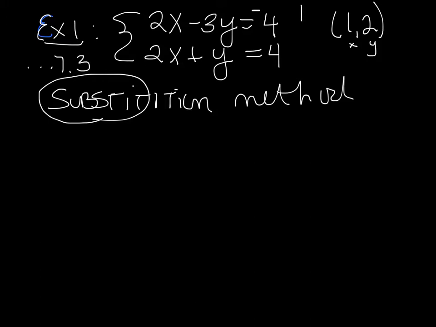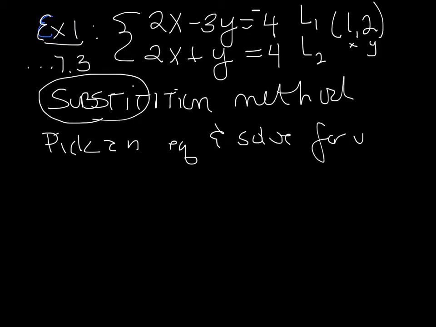So remember, this is, right, if you want to call it line 1 or equation 1, and this is line 2. So the first step in solving the system by using substitution is you want to pick an equation and then solve for a variable. So pick an equation and solve for a variable. So I'm going to go ahead and pick equation 2.